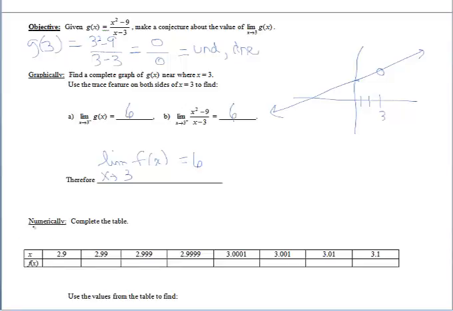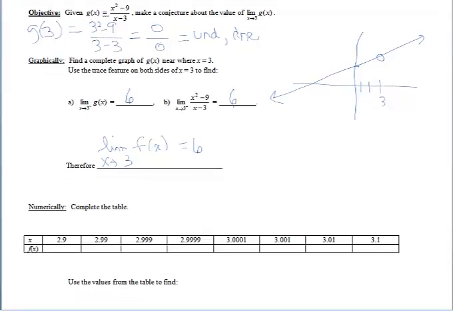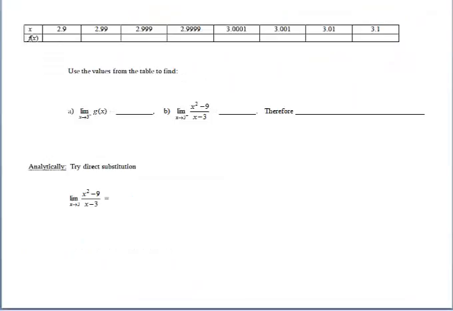So the limit can exist, okay, even though the functional value does not exist. The point doesn't have to be there for the graph to be heading into a location. Again, the diner example, okay? All right.